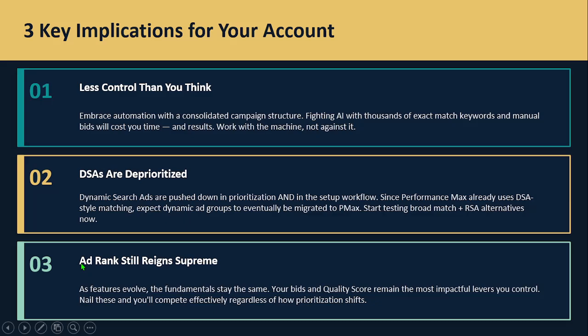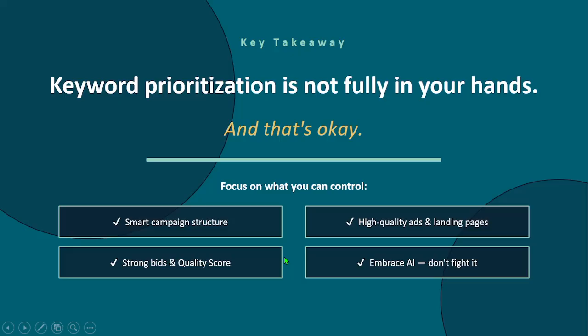And the number 3 key: ad rank still reigns supreme. As features evolve, the fundamentals stay the same. Your bid and quality score remain the most impactful levers you control. Nail those and you will compete effectively regardless of how prioritization shifts.